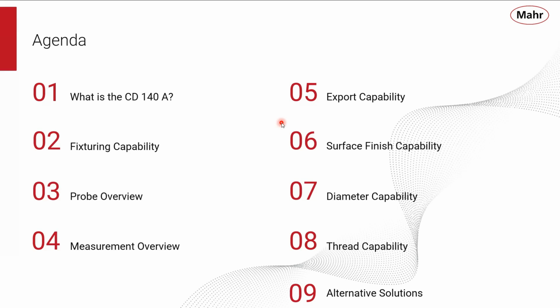So that being said, this will be our agenda for the webinar today. First, of course, what is the machine? What kind of fixturing capability do we have? An overview of the probe and measurements, more capabilities such as exports, surface finish or roughness, being able to measure diameters, threads, or maybe the CD140A isn't quite what you need. What other alternative solutions are available to you?